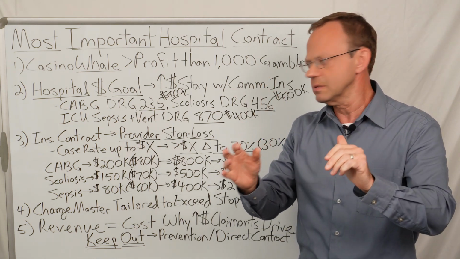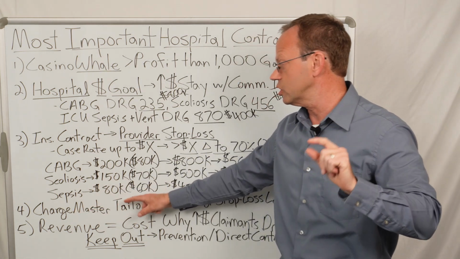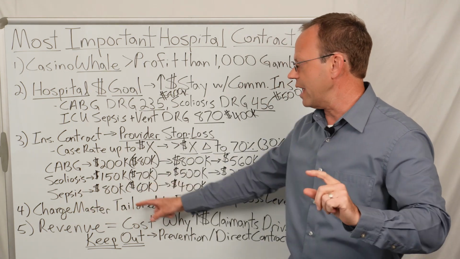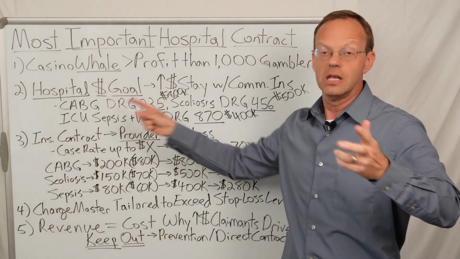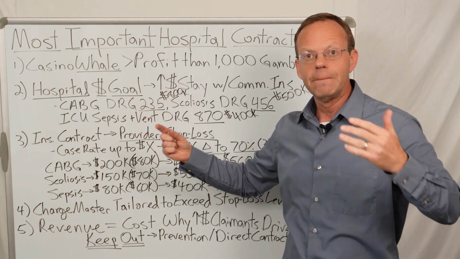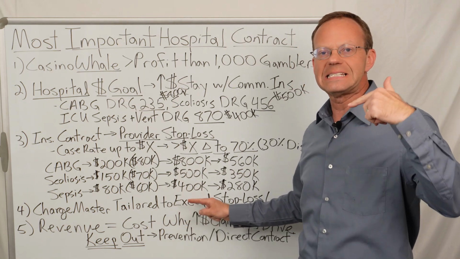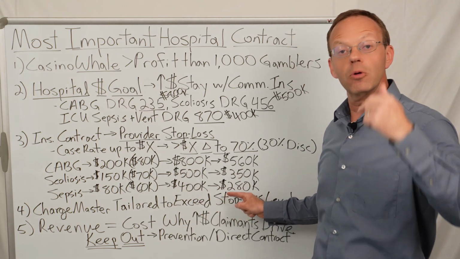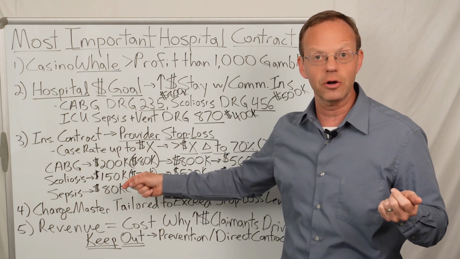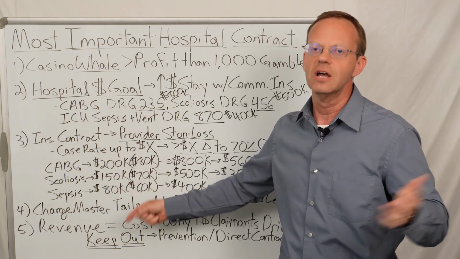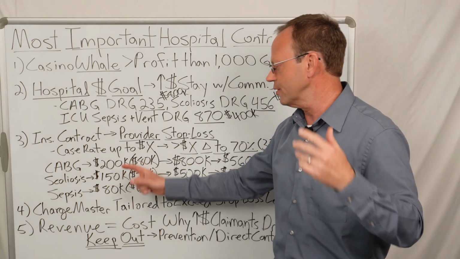So, what the hospital system does is they specifically set the dollar amounts in the Chargemaster. They're tailored so that for certain DRGs that the hospital has negotiated these stop-loss provisions for, the billed charges associated with those DRGs exceed the stop-loss rate almost every time. In other words, it's almost impossible to get a CABG done for less than $200,000 in billed charges. It's almost impossible to get a scoliosis surgery for less than $150,000, and it's almost impossible to have an ICU stay for sepsis for less than $80,000.